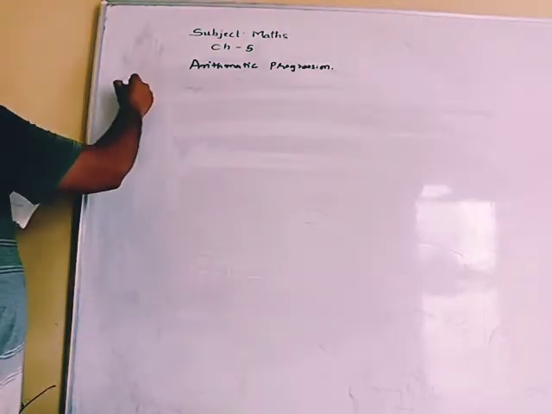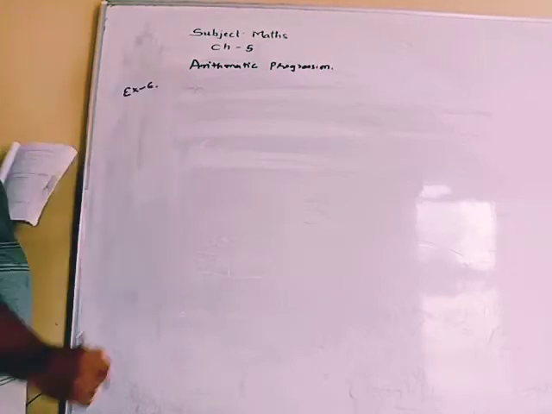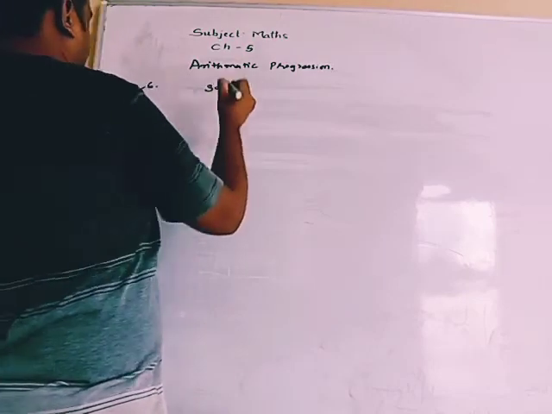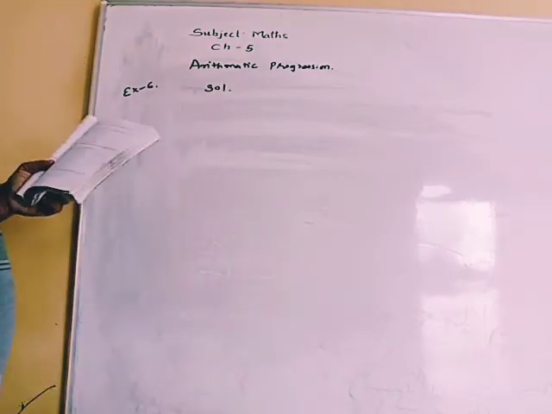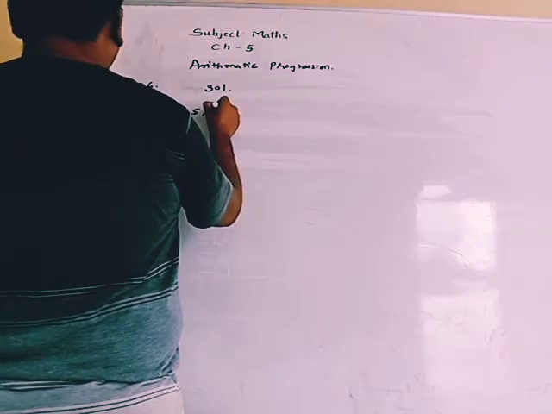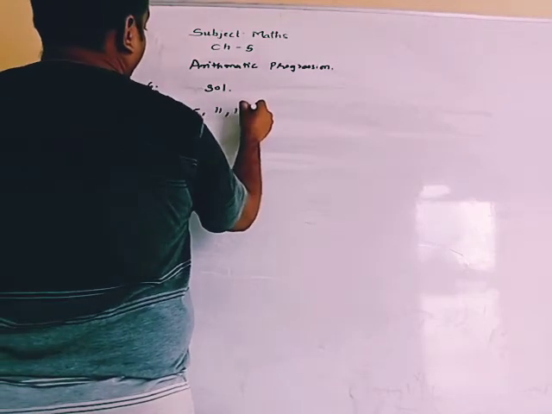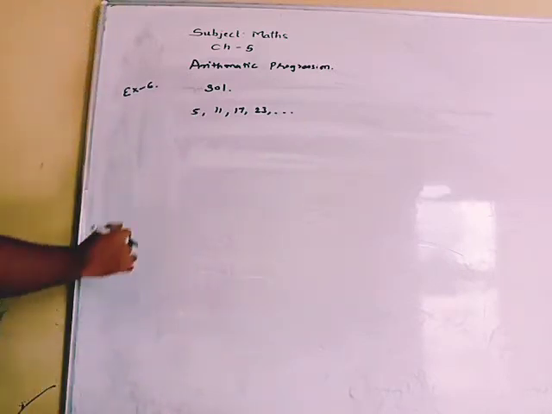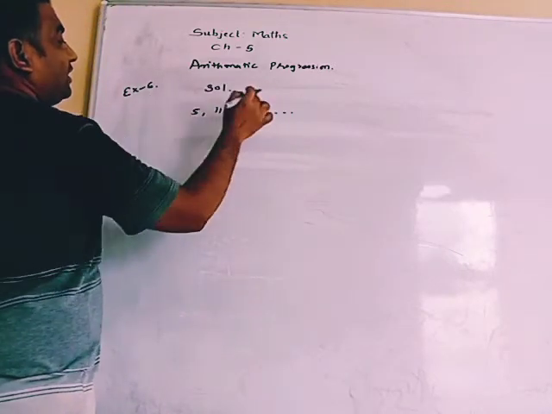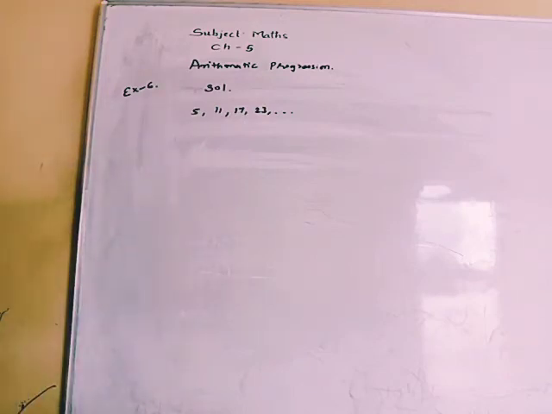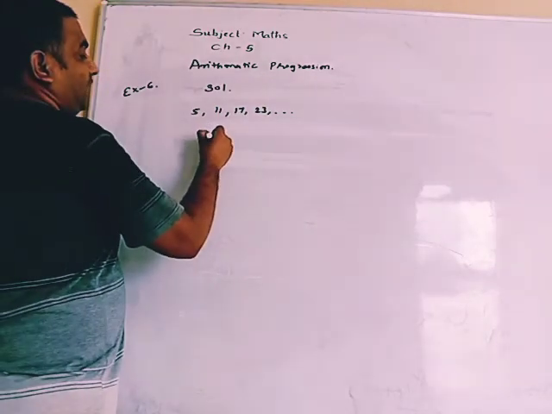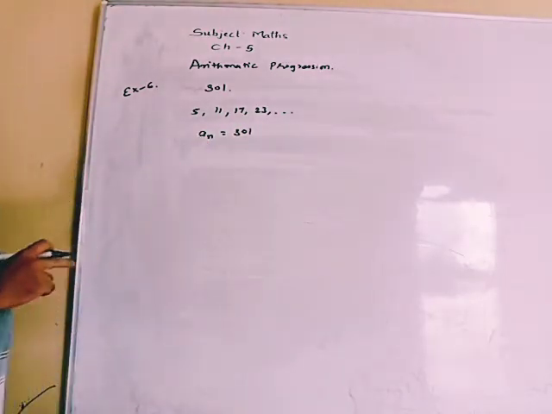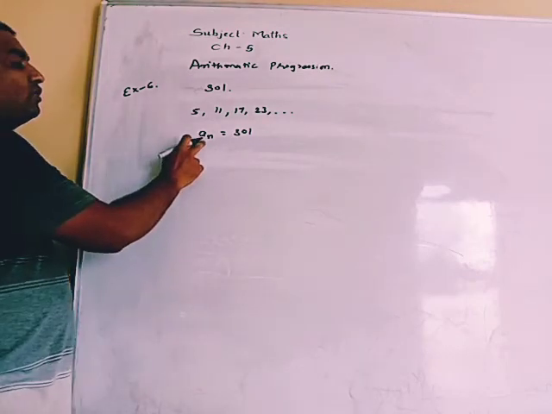Now we have example number 6: check whether 301 is a term of the AP 5, 11, 17, 23, and so on. So here we have to check whether 301 is any term in this AP. Suppose we take the nth term as 301 and find the n value, because we don't know n.